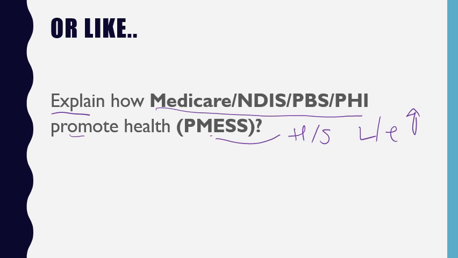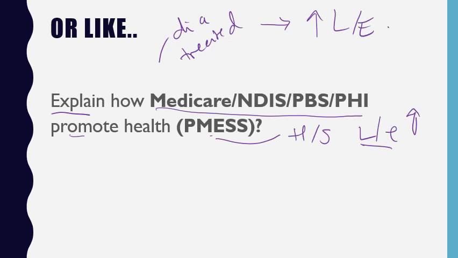And I guess the easiest way is to link it to life expectancy. So you could say through Medicare, people are able to go to a doctor for no charge or a subsidised amount, and they're able to be diagnosed and treated, which would increase their life expectancy. Okay.